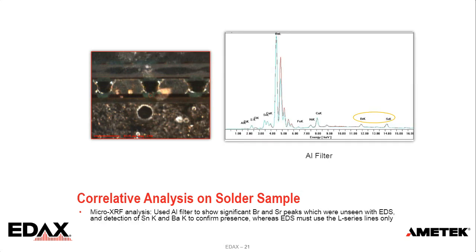This is another spot analyzed with Micro-XRF. We used an aluminum filter to show significant bromine and strontium peaks, which were unseen with EDS. And we can also detect tin K and barium K to confirm the presence, whereas EDS must use the L lines only.